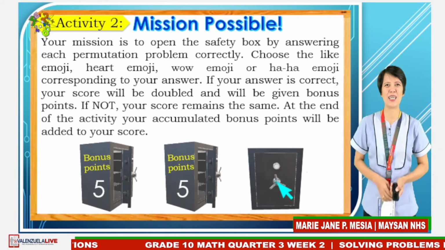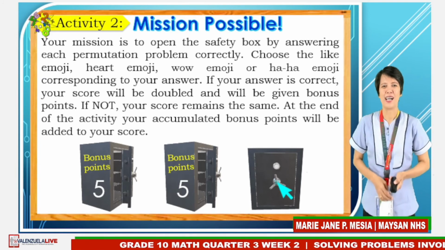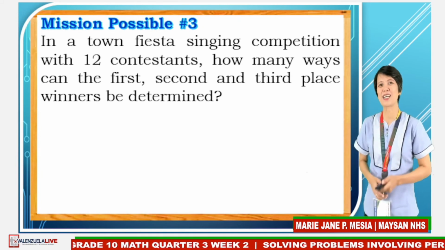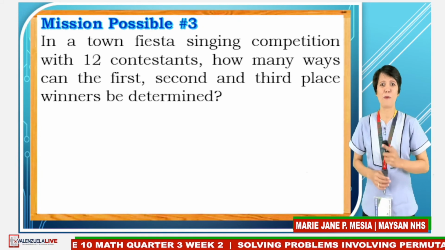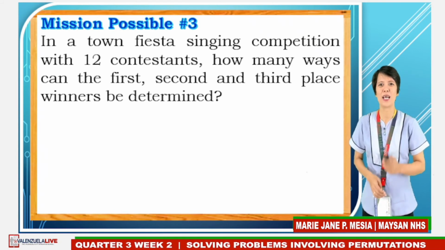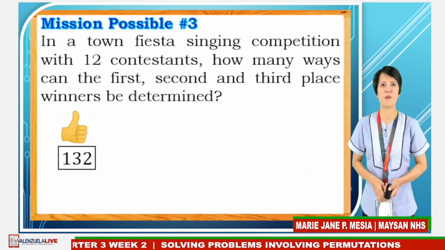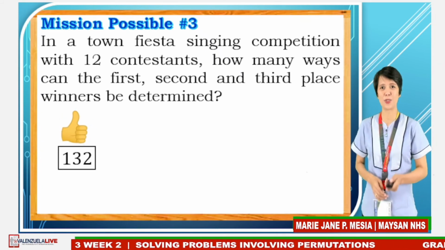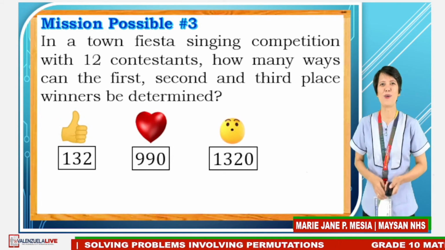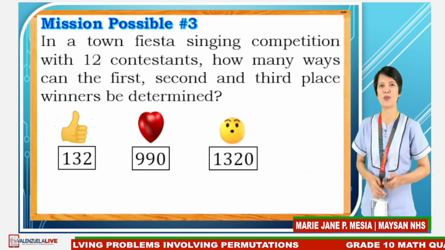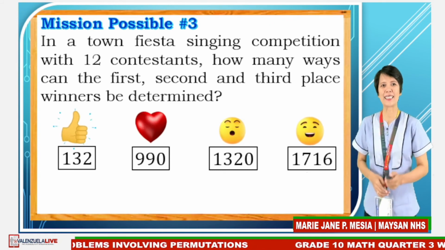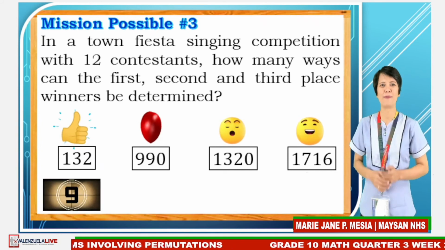Mission possible number 3. In a town fiesta singing competition with 12 contestants, how many ways can the first, second, and third place winners be determined? In like emoji, we have 132. In heart emoji, we have 990. In wow emoji, we have 1,320. In haha emoji, we have 1,716. Okay, set the timer now.